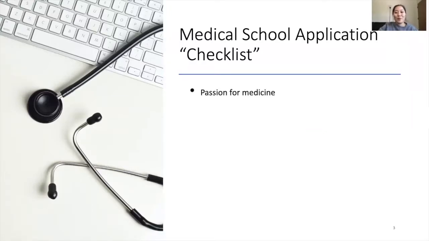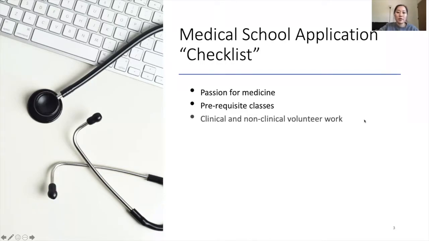So first of all, we obviously need a passion for medicine. Yeah, that's pretty obvious. And we also need to take some of the prereq classes that some medical schools require. Not all medical schools require that you take certain classes, but most do at least recommend that you take a year of general biology, chemistry, organic chemistry, physics, and stuff like that. You probably heard of that as well.